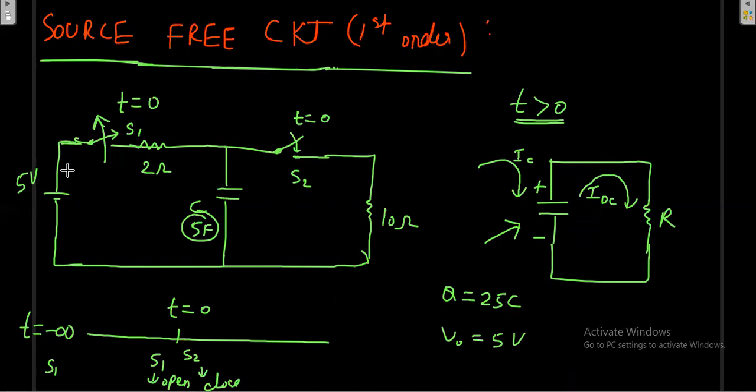Okay, I have connected this source at t equals minus infinity. With the 2 ohm resistor, it is charging this 5 farad capacitance. One more resistance is there, but it is disconnected because I am closing this switch at t equals 0 only. Before t equals 0, the switch is open, so this resistance is nowhere related to this network.